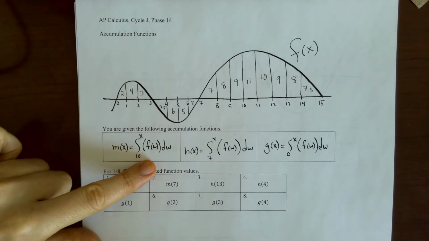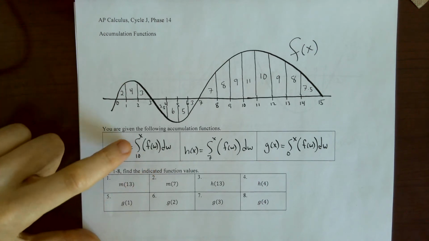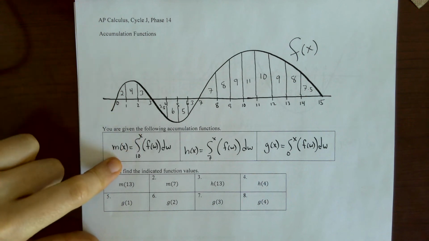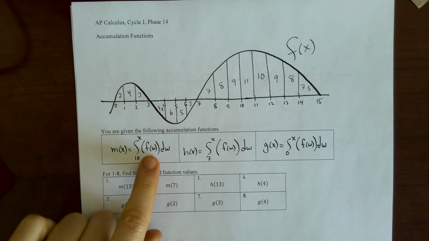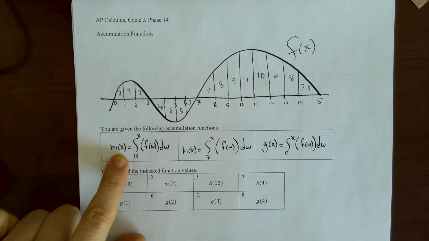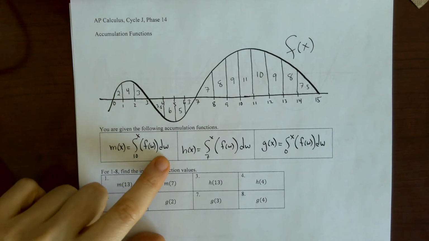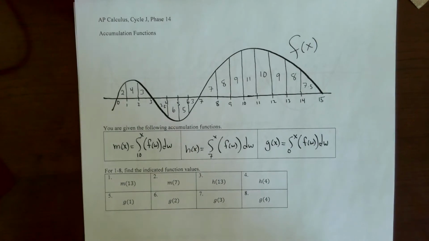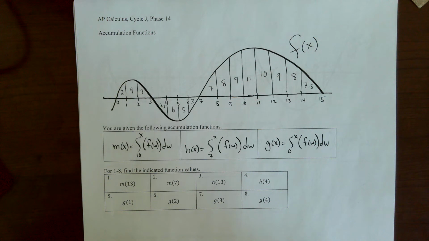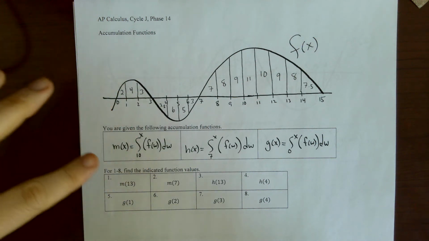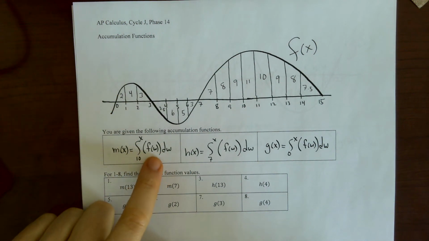Now this variable w is called a dummy variable. It could be any variable as long as it's not the same as the input variable. Because if the w was also an x, that would mean if I plugged 2 in, if I did m of 2, it would be the integral from 10 to 2 of f of 2 d2. That doesn't make any sense. We don't want that. We want this variable to be different.